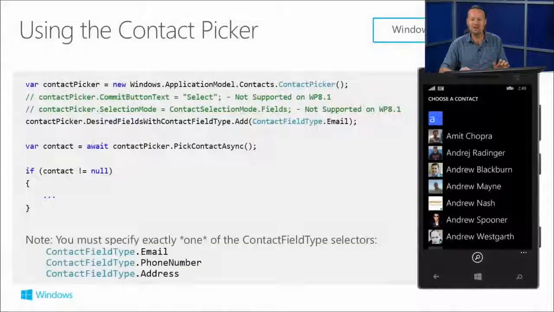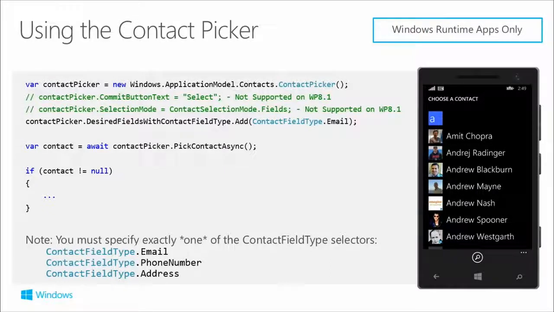So first of all, using the Contact Picker. The Contact Picker, new it up. Then there's a couple of fields that you might set if you're using this API on Windows, and there's a convergence point here. If you try and set those properties in shared code, if you've got a universal app, if you try and set them in the Windows Phone head, you'll actually get a not supported exception. So you'll need to #ifdef those out if you're sharing code in a universal app. So you can't set the commit button text or the selection mode. Those are not supported, and in fact you can't even set them.